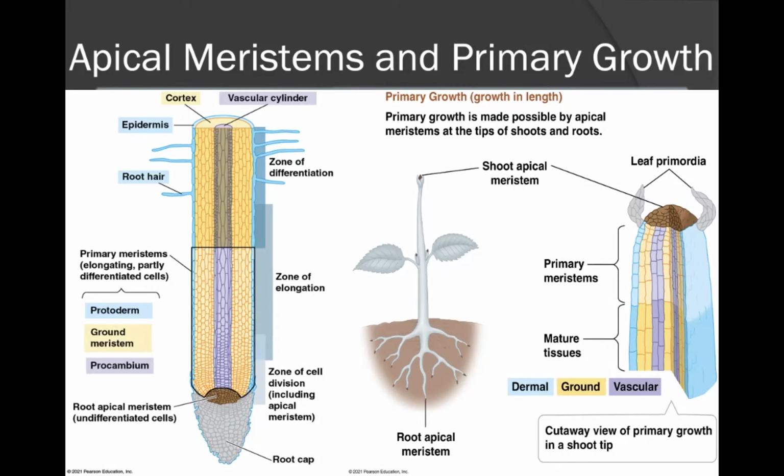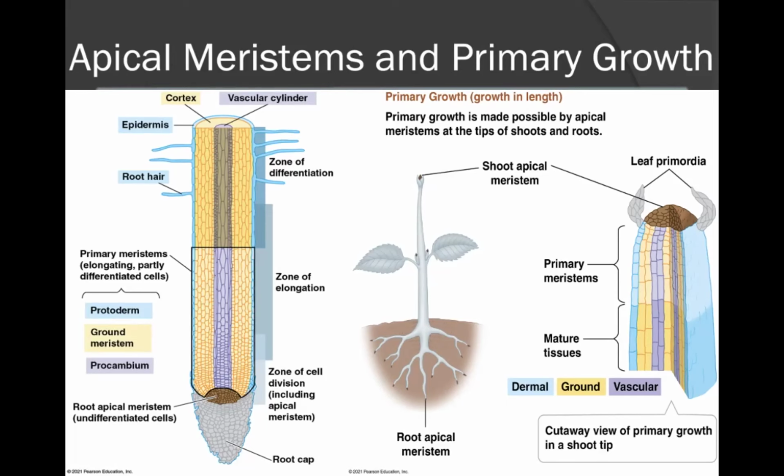When taking a look and examining the growth of the root system, note the presence of the protoderm, ground meristem, and procambium. The protoderm is located in blue that eventually differentiates and specializes into the root hairs as well as the epidermis. The ground meristem forms the cortex of the root, and the procambium eventually forms the vascular cylinder.